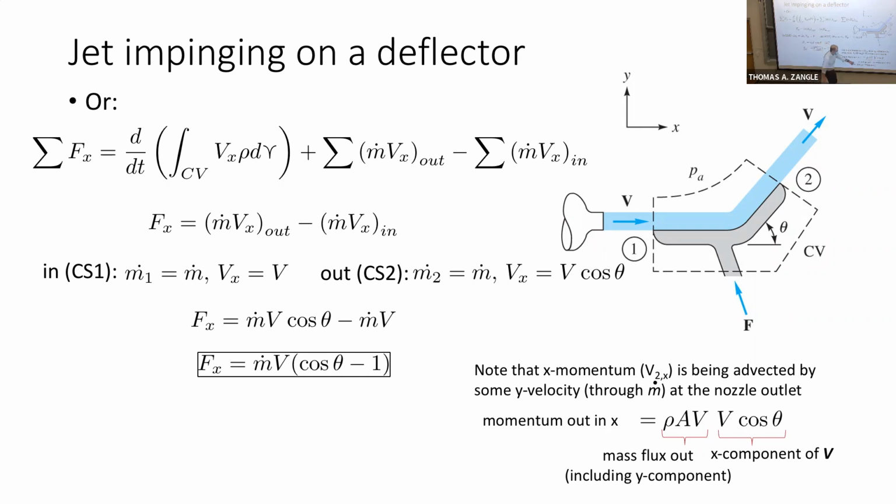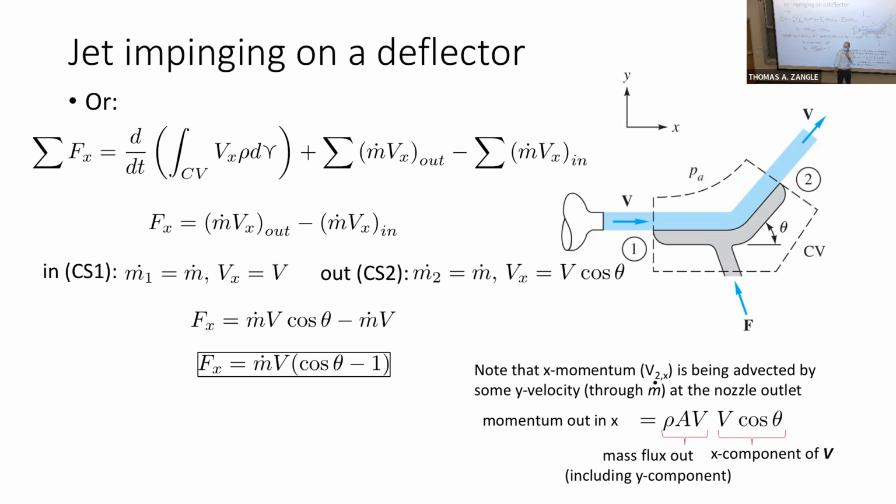But notice, this mass flux out has magnitude v, right? So this is not vx, this is not the x component of the velocity, this is the total velocity, including the y component. So this term here is hiding the fact that the x momentum is being affected by y velocity. That makes sense, especially in light of what we discussed on Wednesday.